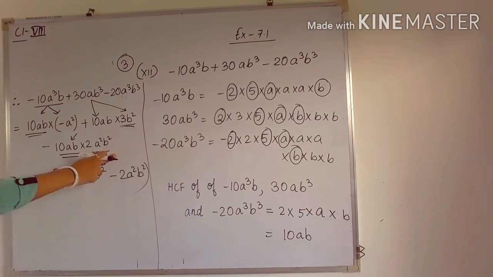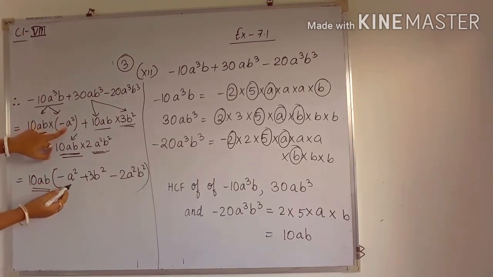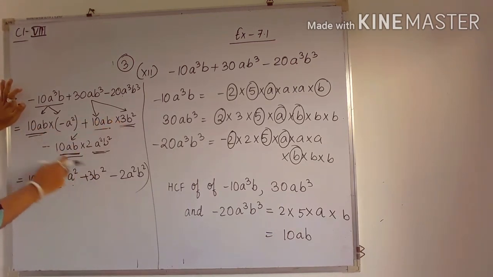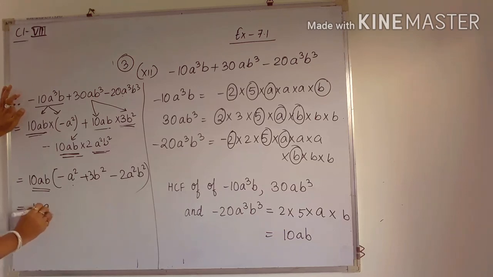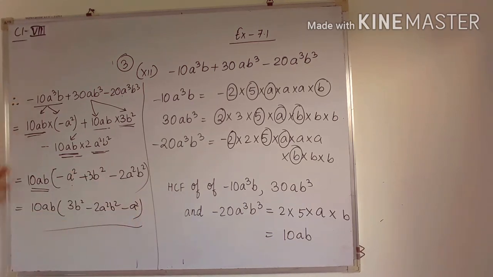Okay, so what is the common term here? 10ab. So we can take the 10ab term outside, and finally inside the bracket there is minus a square, then plus, this 10ab is already gone outside, so 3b square, then minus, this is also gone outside, so the term is minus 2a square b square. So you can write it like this, minus a square plus 3b square minus 2a square b square, or you can finish it here also. So this is the final answer. So this is the factorization of this question.